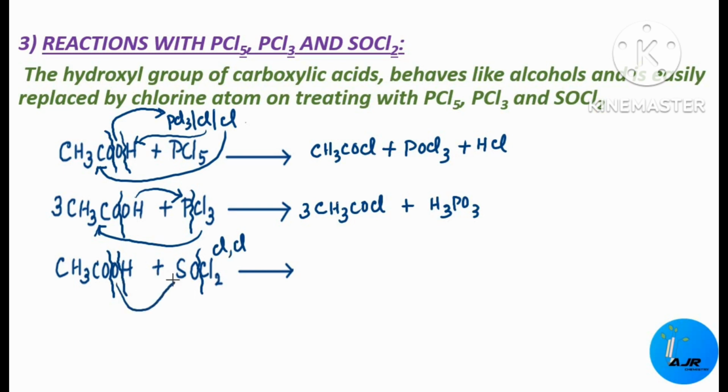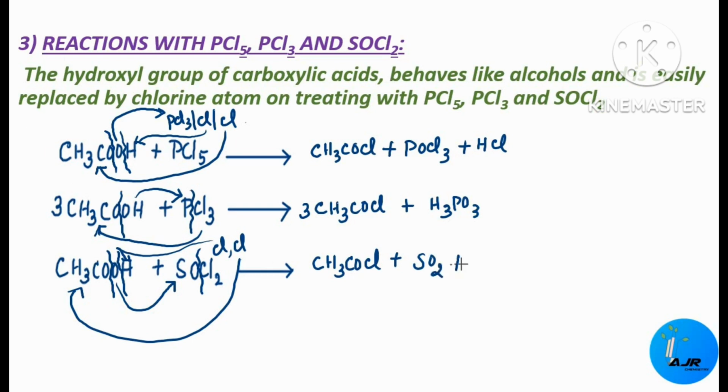Now what happened? This oxygen combines with this sulfur SO. Okay, and one of the Cl will be combining with this hydrogen. Another Cl will be combining with this one. Okay, so what is the product? CH3COCl plus, here this oxygen is combining with this SO. So we are getting sulfur dioxide plus this chlorine is combining with this hydrogen. So we will get HCl. Okay. See here, these two products, sulfur dioxide and HCl, both are gaseous products. So they themselves will escape.